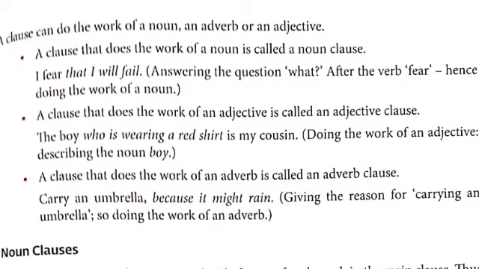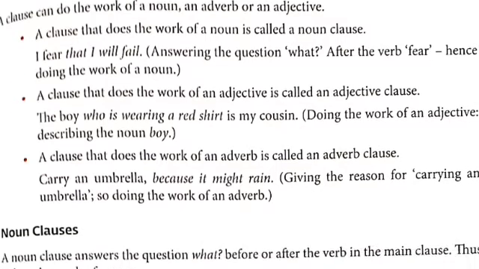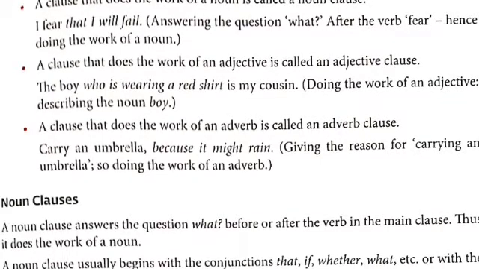Now, a clause that does the work of an adjective is called an adjective clause. It is describing something. For example, the boy who is wearing a red shirt is my cousin. What is the boy doing? He is wearing a red shirt. Now, a clause that does the work of an adverb is called an adverb clause. Giving the reason for carrying an umbrella is doing the work of an adverb: carry an umbrella because it might rain.